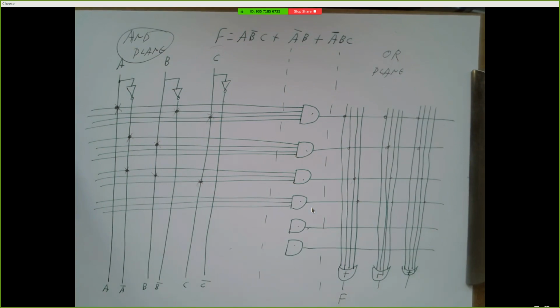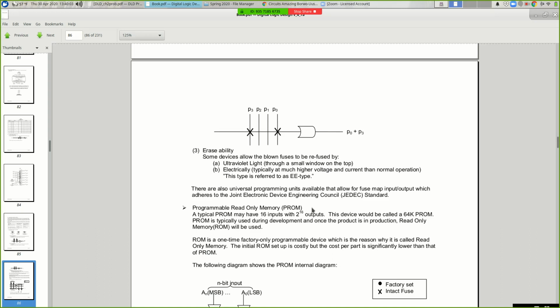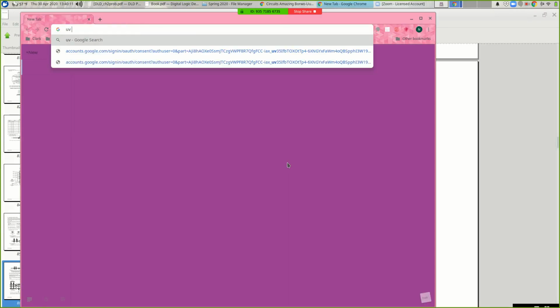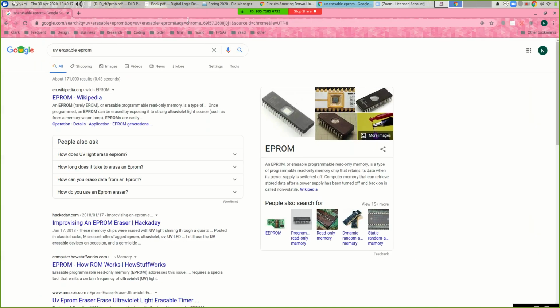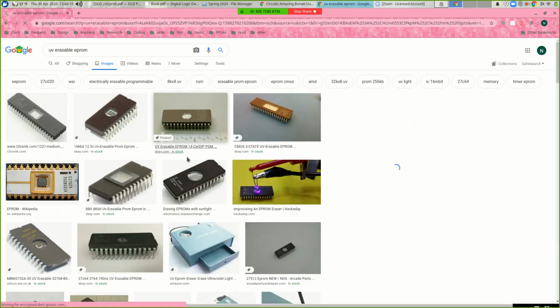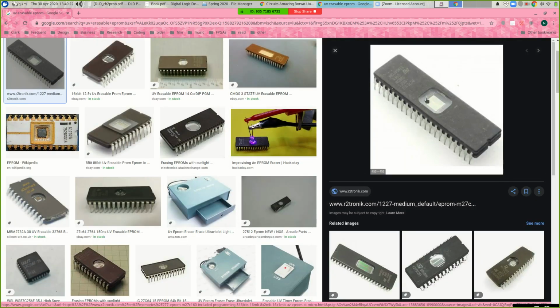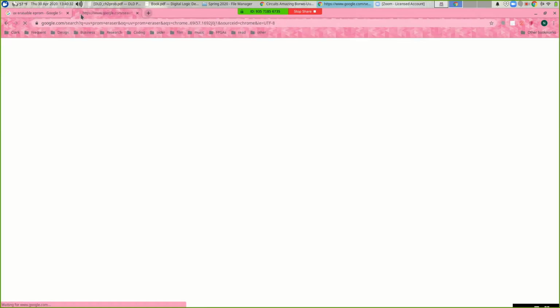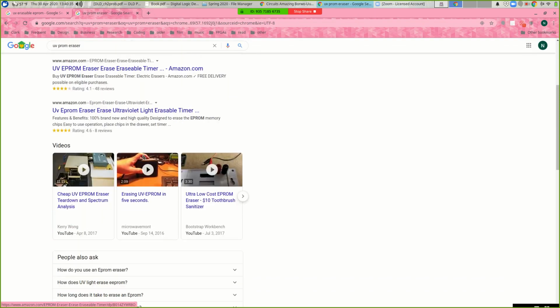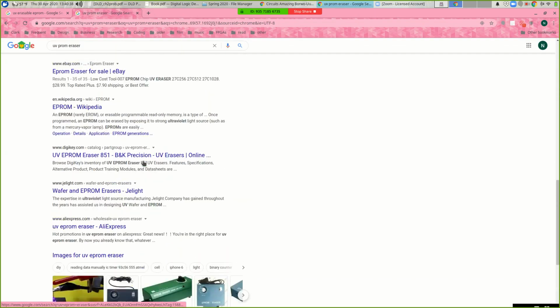But you can erase some of these devices, and the old versions used to be erasable using ultraviolet light. It's worth looking at pictures of some of these things, right? So these devices would have a little window on the top, and that window was usually made of quartz, so it would let visible and ultraviolet light pass through it. And then you would get a device called an eraser, a different kind of eraser.